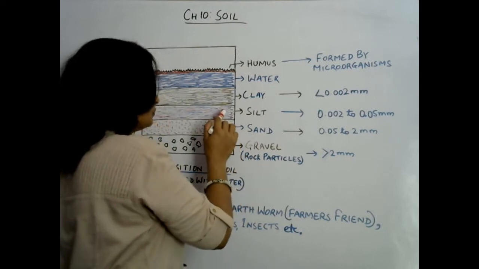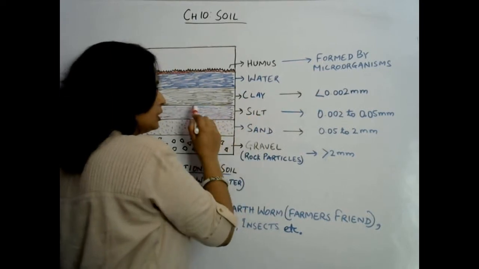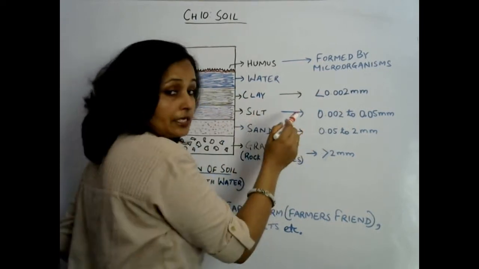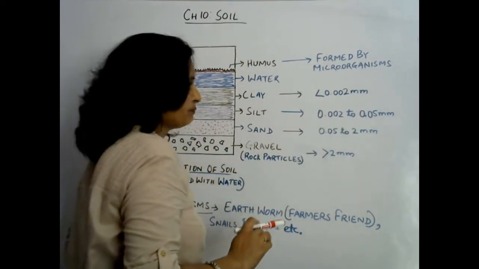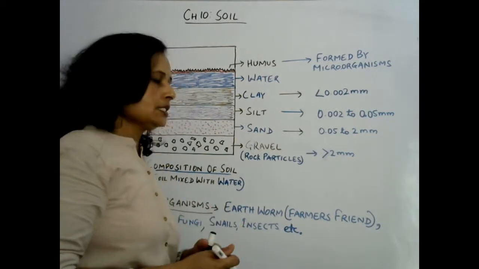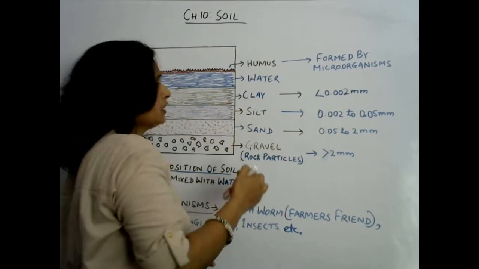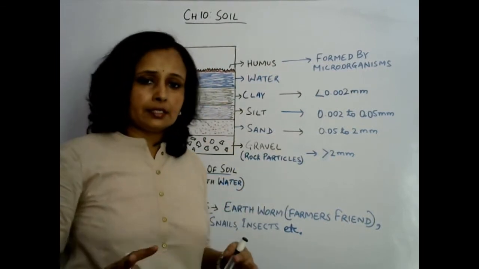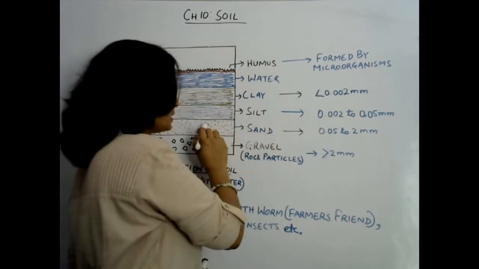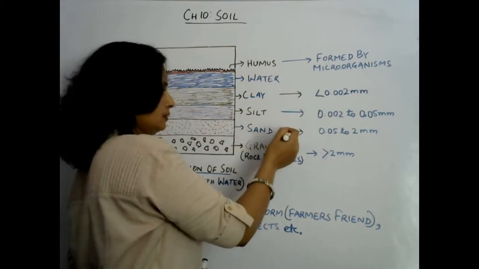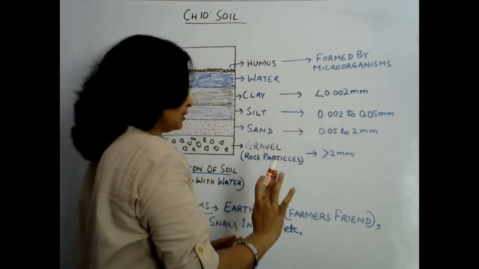Then after that, we can observe a particle a little bit greater than the clay particle, that is called silt, and the size of silt is 0.002 to 0.05 millimeter. This is also a smaller particle that is a constituent of soil. After that, all of us must have seen sand. Everyone has seen sand, right? So sand particles can be observed. We can easily identify sand particles, and the size of a sand particle is around 0.05 to 2 millimeter, right?